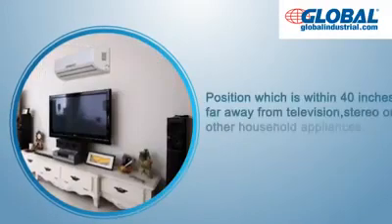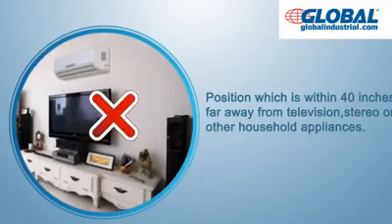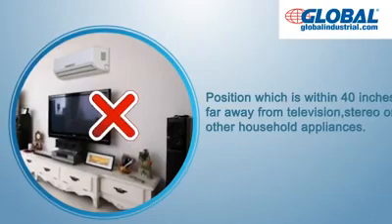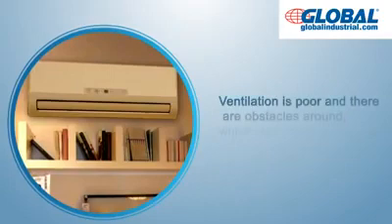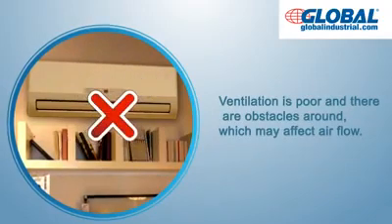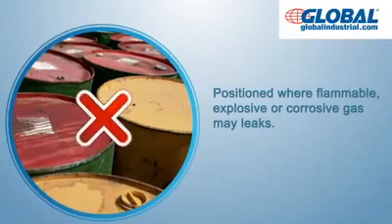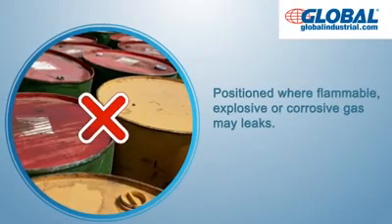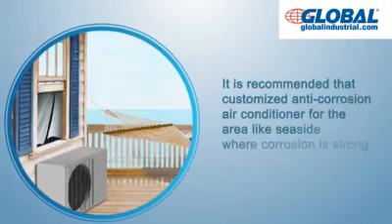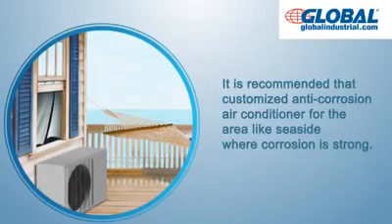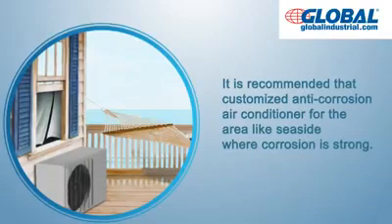Position which is within 40 inches, far away from television, stereo, or other household appliances. Ventilation is poor, and there are obstacles around, which may affect airflow. Positioned where flammable, explosive, or corrosive gas may leak. It is recommended to use a customized anti-corrosion air conditioner for areas like the seaside where corrosion is strong.